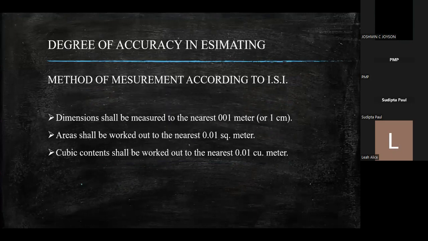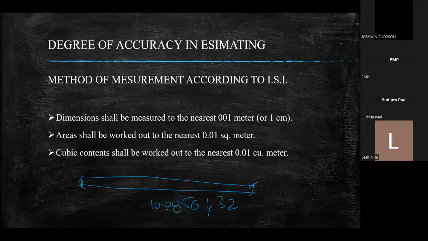Let's suppose you have a tape and this is one line. You will place one side of the tape here and measure up to here. Whenever you measure this, what is the minimum value you are going to measure? Let's suppose the true measurement of this line is 10.98564 32. You won't write each and every digit after the point.